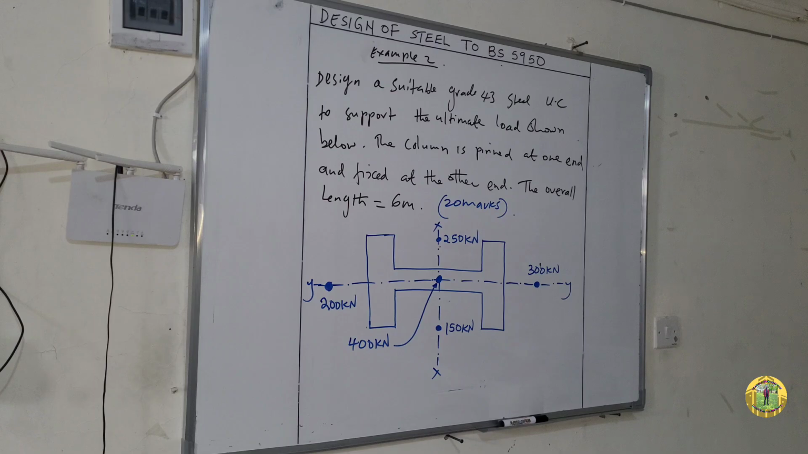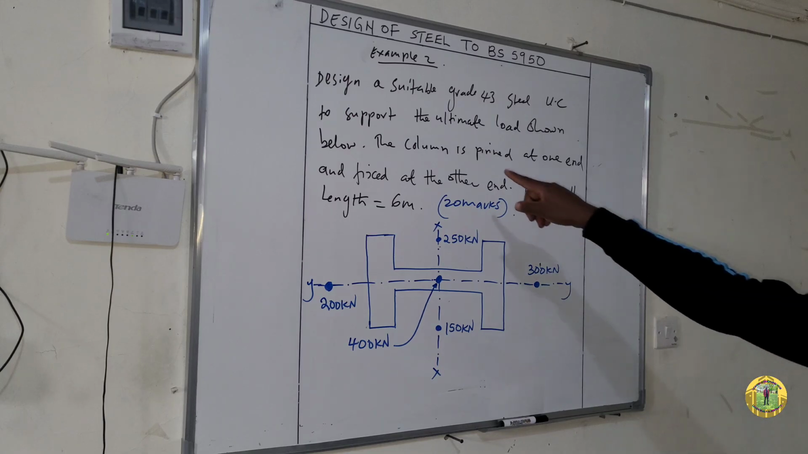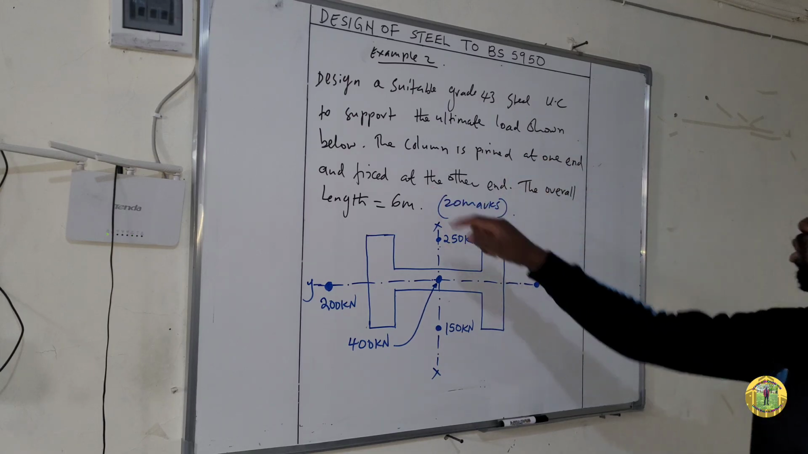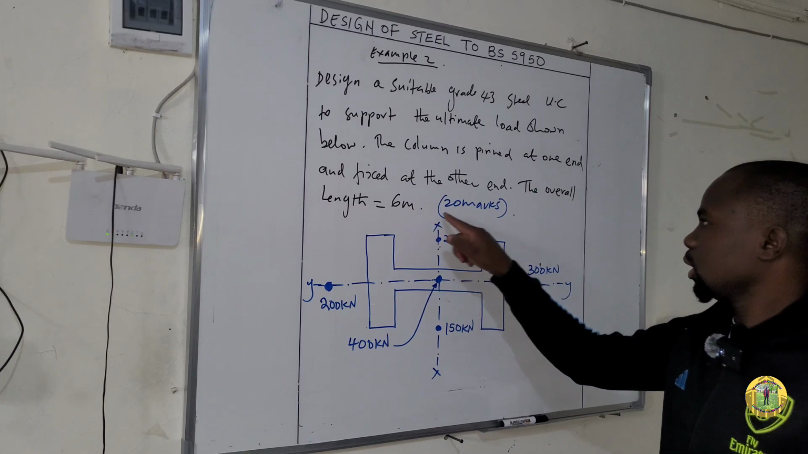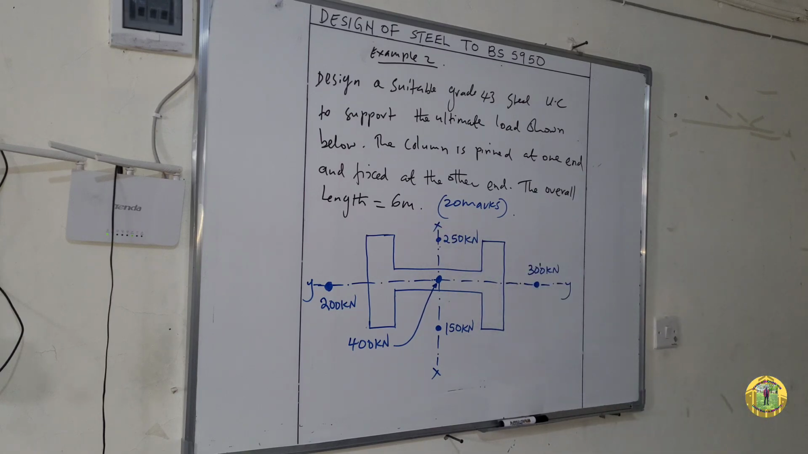So example number 2. Design a suitable grade 43 steel universal column to support the ultimate load shown below. The column is pinned at one end and fixed at the other end. The overall length is equal to 6 meters, and this question is 20 marks.